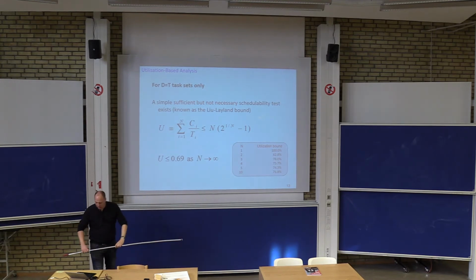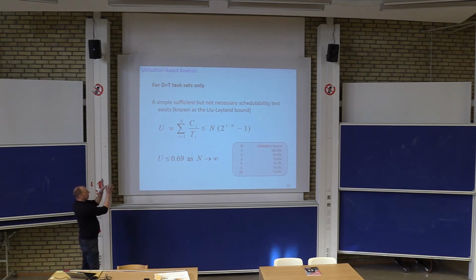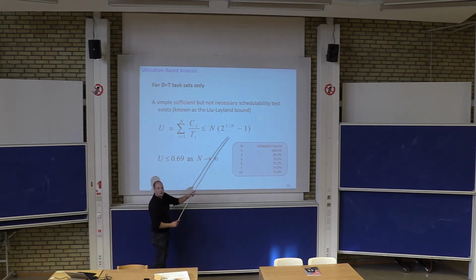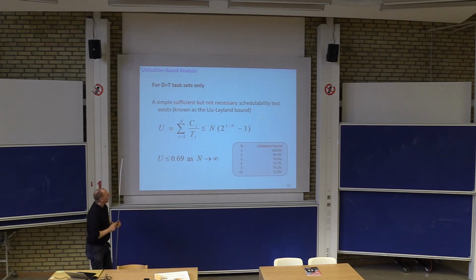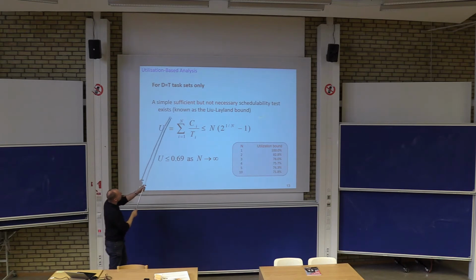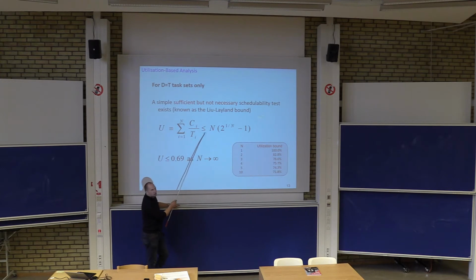So what does this mean? It means if you can show that your total utilization for a specific n is less than this bound, then you know that all the deadlines will be met. And since this is a sufficient but not necessary criterion, if your utilization happens to be larger than this, you might or might not meet your deadlines. You don't know. But this is a sufficient criterion.